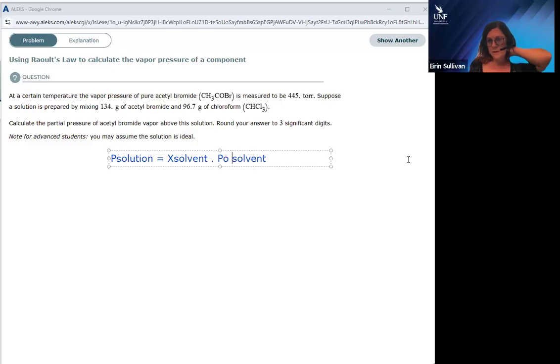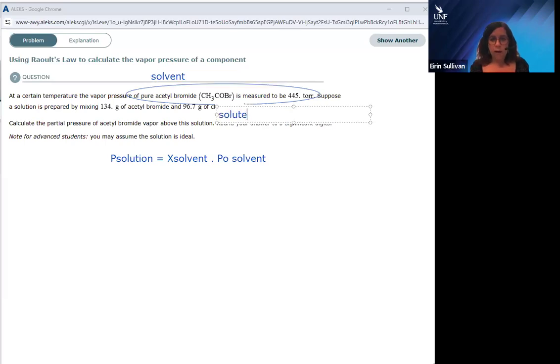Okay, so we've been given the vapor pressure of the pure acetyl bromide. The acetyl bromide is our solvent, and our solute is this chloroform. So what do we need to calculate mole fraction? We've got that the solvent pressure exerted is 445 torr.